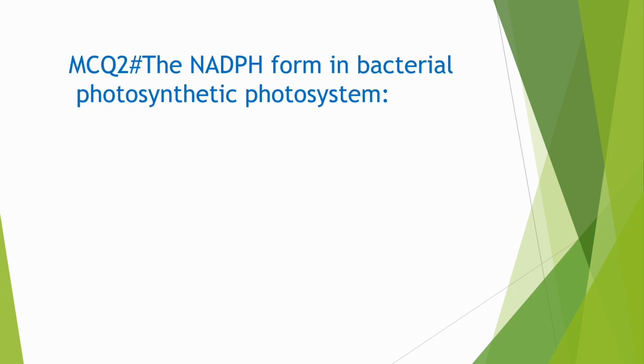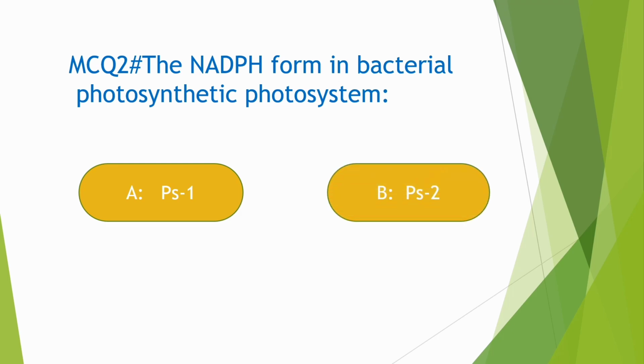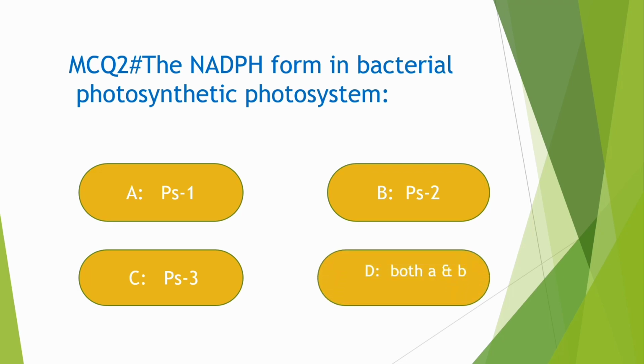The NADPH forms in bacterial photosynthetic photosystem. Option A. PS1, B. PS2, C. PS3, D. Both A and B. Correct option is A. PS1.